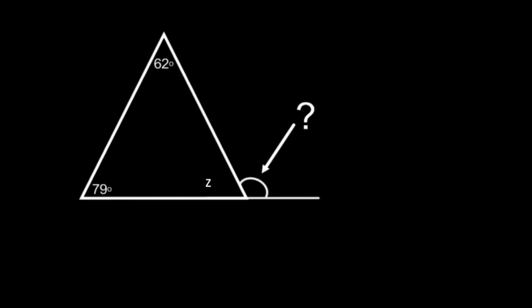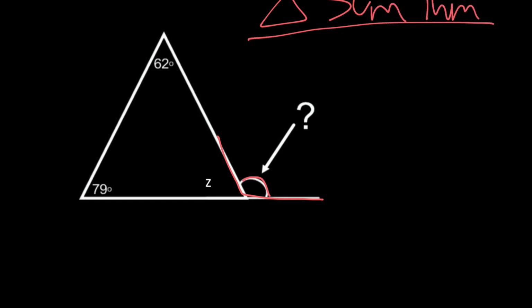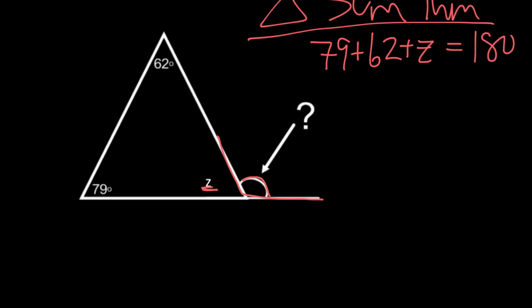So if we look at an example where we're trying to solve for this exterior angle within this triangle, what we know from the triangle sum theorem is that all three angles in a triangle must add up to 180 degrees. So I can first start this problem by solving for angle Z. I'm going to take 79, add it to 62, add that to angle Z, and I know that those three angles added up must equal 180 degrees.